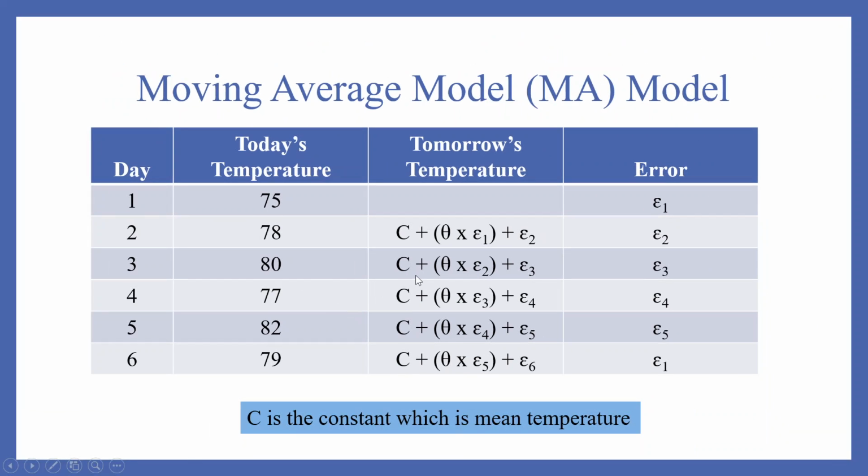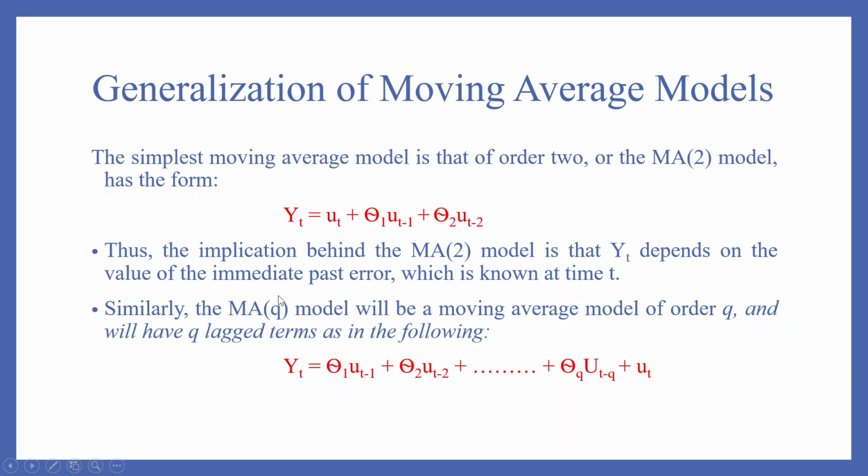Third day, C plus theta into epsilon 2, this error, the second day error, plus epsilon 3. Fourth day, C plus theta into epsilon 3 plus epsilon 4. Fifth day, C plus theta into epsilon 4 plus epsilon 5. Sixth day, C plus theta into epsilon 5 plus epsilon 6. This is the MA model.